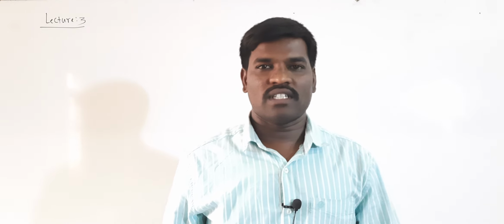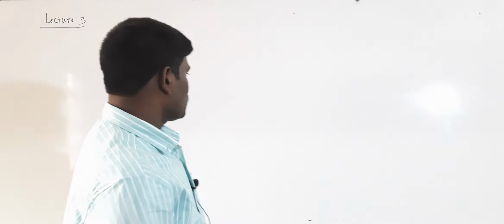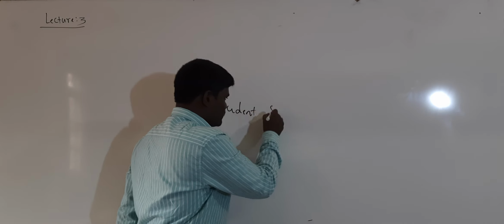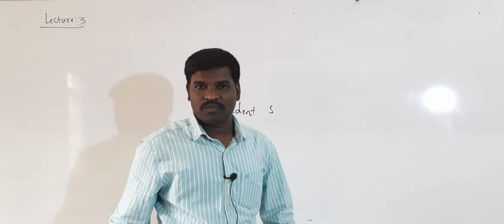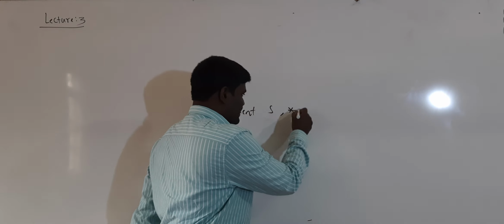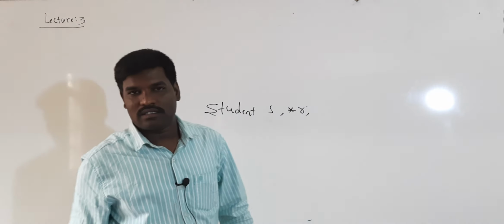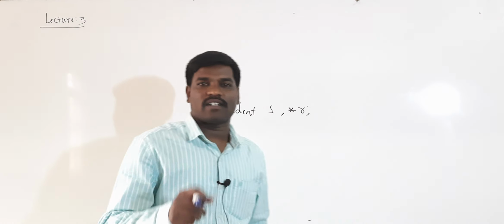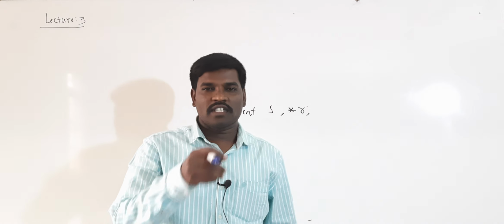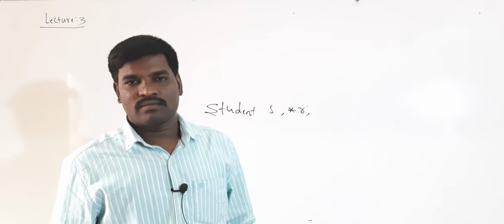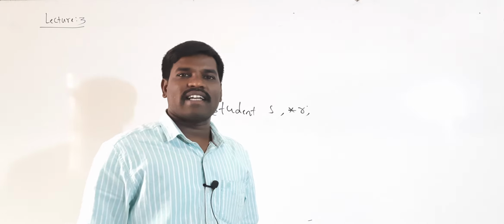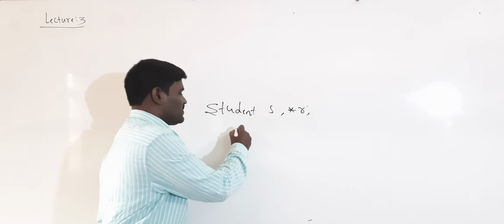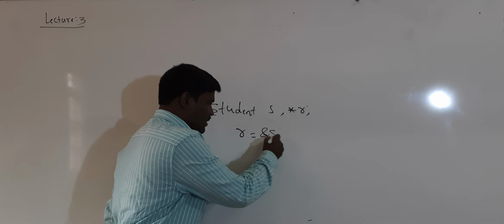Just put one star symbol. For example, here student s is a normal object. For a pointer object, we write star r. Here s is the normal object and r is the pointer object. If it is a pointer object, we must assign the address of the normal object to the pointer. That's why we write r is equal to address of s.